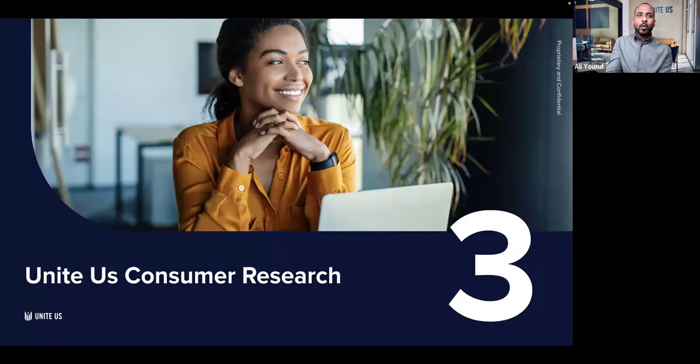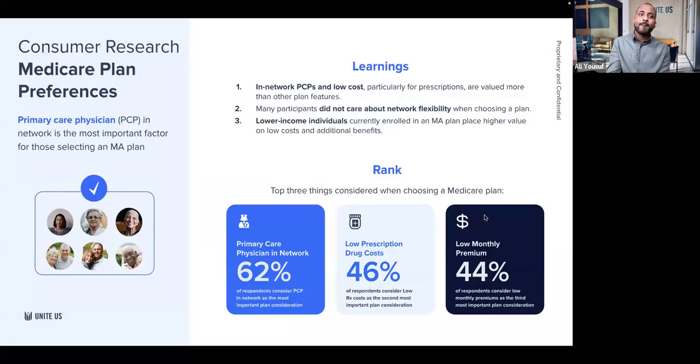All right. So then going into our next section here, we did conduct a senior research study in early 2024, and it gave us a lot of insight into how seniors are thinking heading into AEP and what their plan choice drivers are. So I'm excited to share some of the research and some of the findings with everyone here.